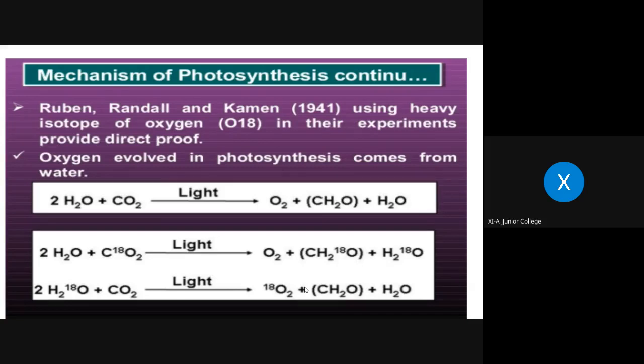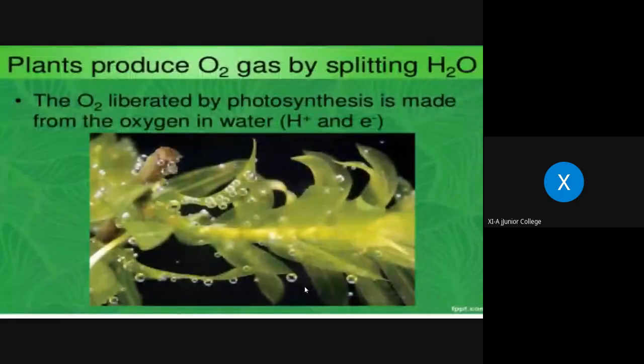Understood? And that splitting of water is called photolysis. Lysis means breaking or destruction. And photo means in the presence of light, water is split, and then there is release of oxygen. Photolysis. Will you remember? Okay. So plants produce oxygen gas by splitting water. And the oxygen liberated by photosynthesis is made from the oxygen in water, that is H plus and electrons, that is ions, positive and negative, you know.